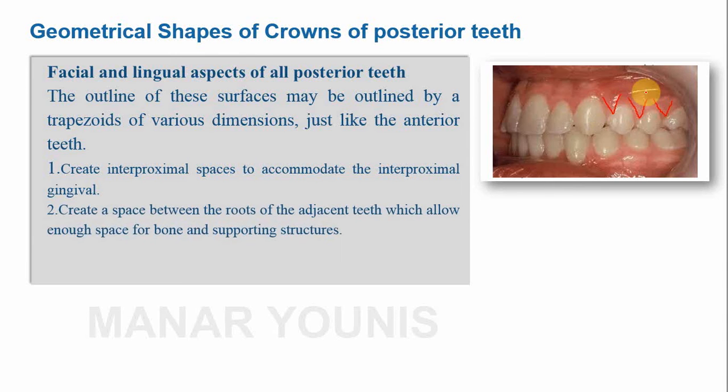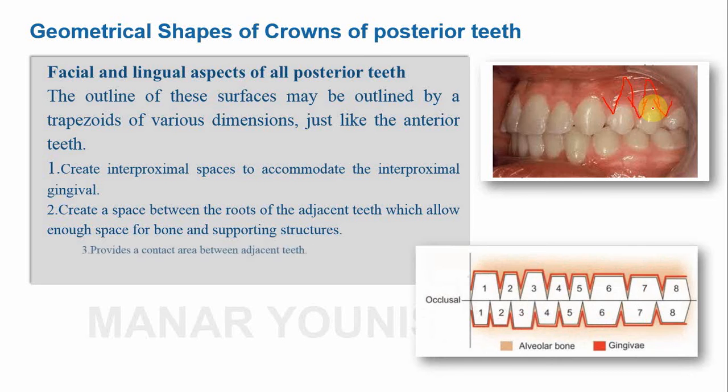Also, it will create a space between the roots of the teeth to accommodate the root, the supporting bone, and periodontal ligament. This configuration will provide contact area between teeth, whether anterior or posterior. Finally, it will prevent elongation of the antagonist teeth.